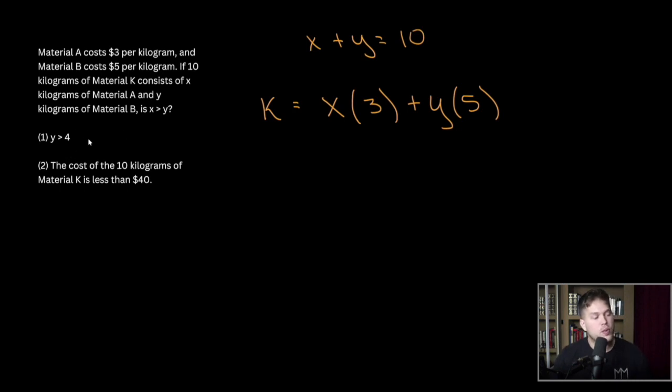So statement 1 says Y is greater than 4. Well, if Y is greater than 4, then X could equal 5 and Y could equal 5. Or X could equal 4 and Y could equal 6. And we're asked if X is greater than Y. From statement 1, we're still not able to determine this because they could be equal or Y could be greater. So statement 1 is not sufficient. What about statement 2? Statement 2 says the cost of the 10 kilograms of material is less than $40. Okay.